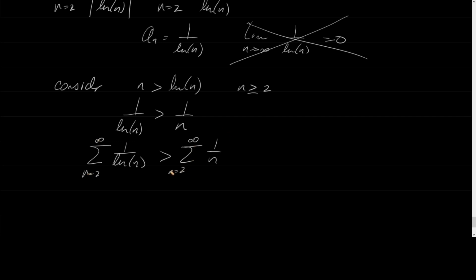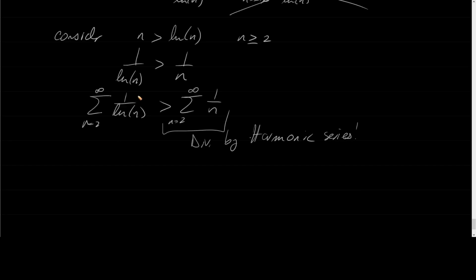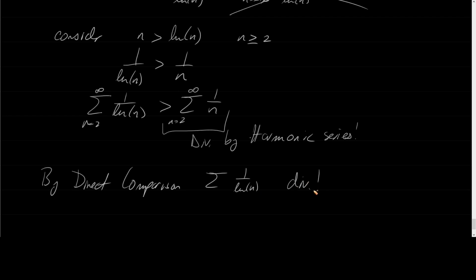And the thing about this one over here is that this is the harmonic series, right? This right here is divergent. Well, we could say harmonic series or the P series. Either way, it is divergent. And this one over here is bigger than a diverging series. So by direct comparison, this series of 1 over ln of n diverges. All right, well, that's good. That's good that we finally know what that's doing.